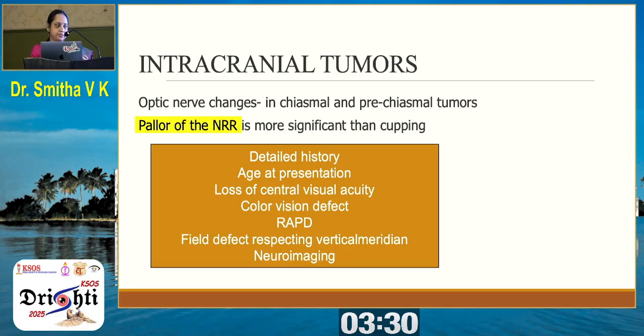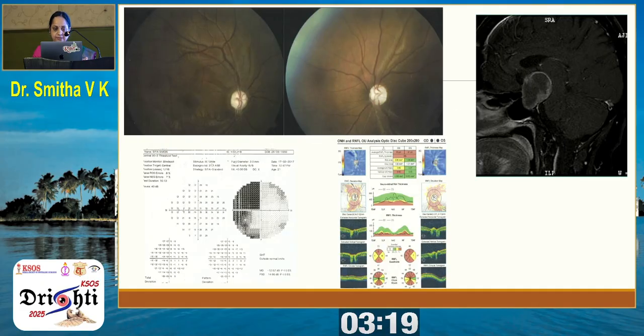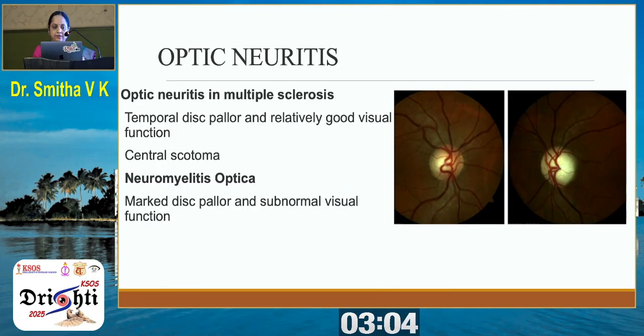Detailed history, age of presentation, loss of central visual acuity, color vision defects, RAPD, field defects respecting the vertical meridian, and neuroimaging help us get to the diagnosis. Here, this is a patient with pituitary adenoma with bilateral disc pallor, and there is no PL in the left eye and a right temporal hemifield defect in the right eye. In optic neuritis due to multiple sclerosis, there is temporal disc pallor and relatively good visual function. Central scotoma may be seen in HFA. And in neuromyelitis optica, there is marked disc pallor and subnormal visual function.